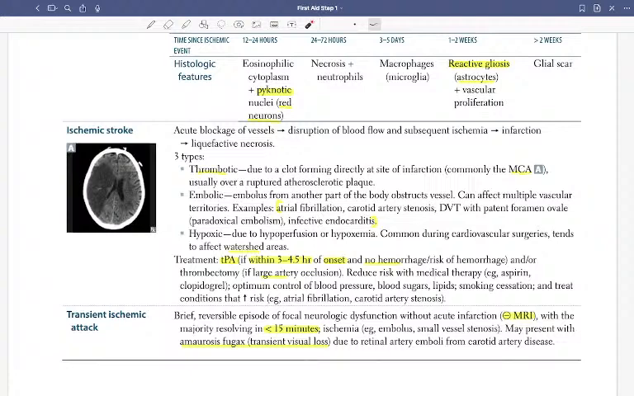Obviously, bleeding diathesis, you won't give. If there is a history of intracranial hemorrhage, you won't give. And finally, recent MI, you won't give. These are the contraindications.